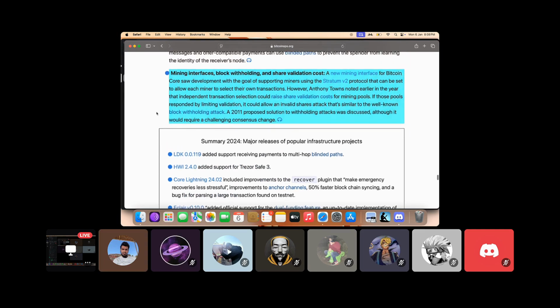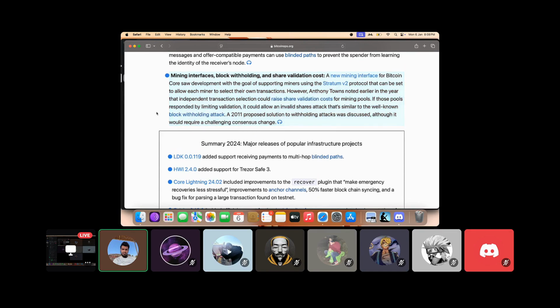Okay, what is this? Mining interfaces, block withholding, and share validation cost. A new mining interface for Bitcoin Core saw development with the goal of supporting miners using the Stratum V2 protocol, which can be set to allow each miner to select their own transactions. However, Anthony Towns noted earlier in the year that independent transaction selection could raise share validation costs for mining pools. If those pools responded by limiting validation, it could allow an invalid shares attack that's similar to the well-known block withholding attack. A 2011 proposed solution to withholding attacks was discussed, although it would require a challenging consensus change.